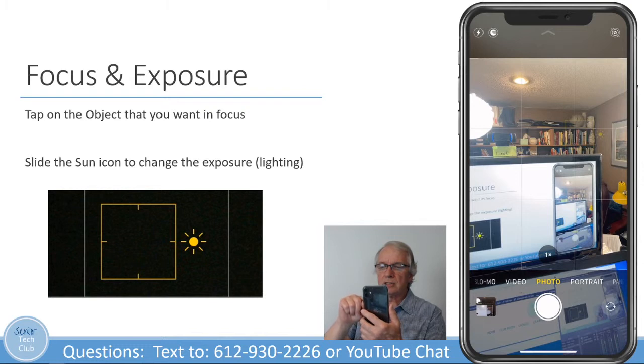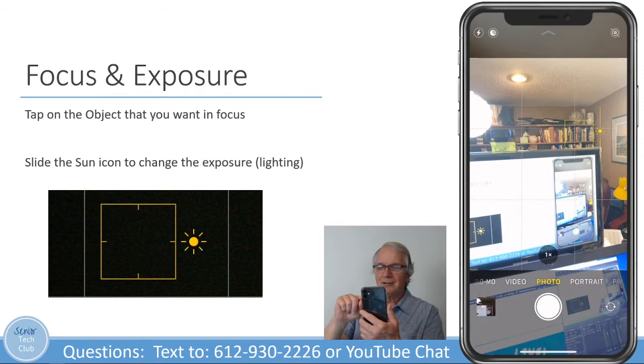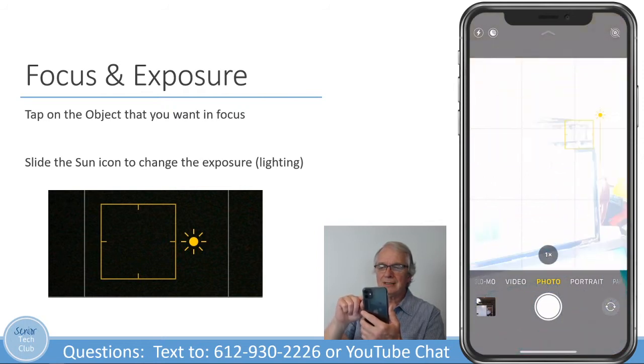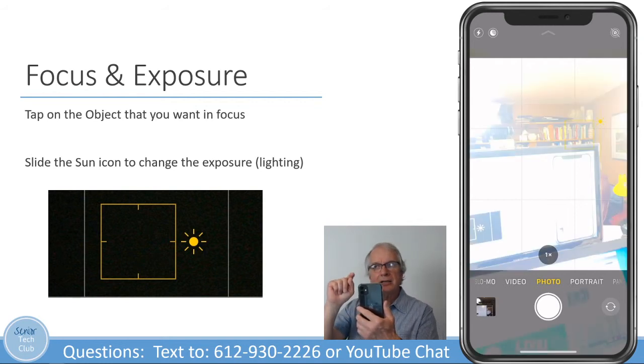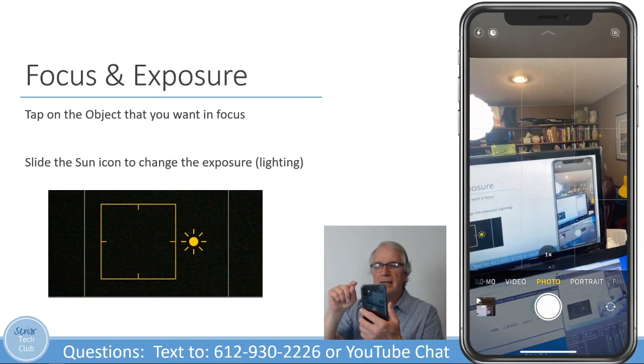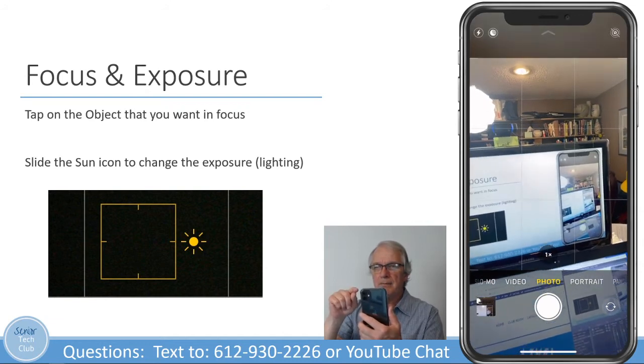So I can actually change the exposure. All right, see, I'm adding much more light now, or I can make it darker to help add clarity to that item that is in the background.